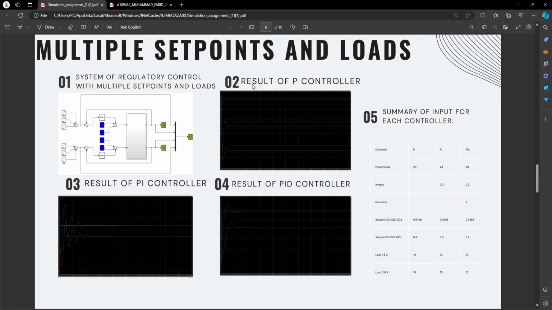Now we can see the result for the P controller has changed, and the results of the PI controller and also the PID controller have all changed. And this is the summary of the results for each controller.